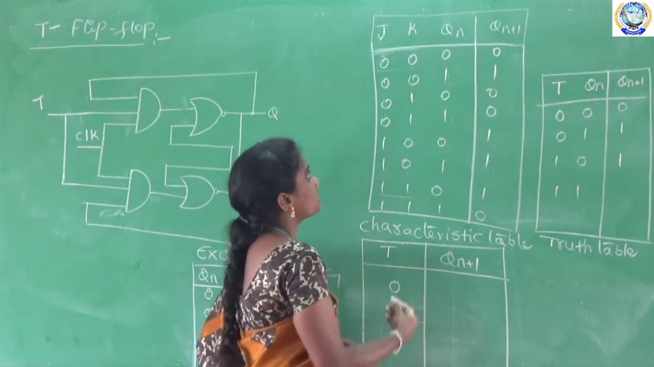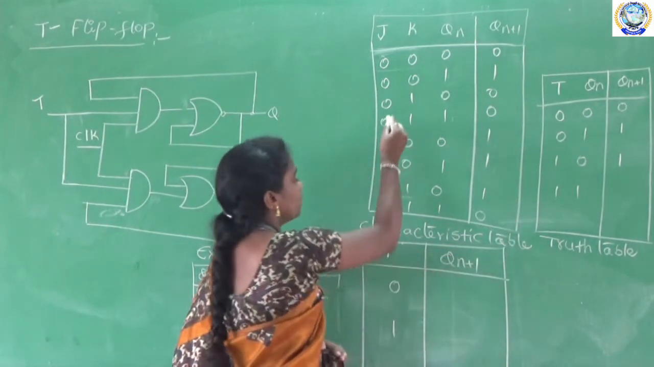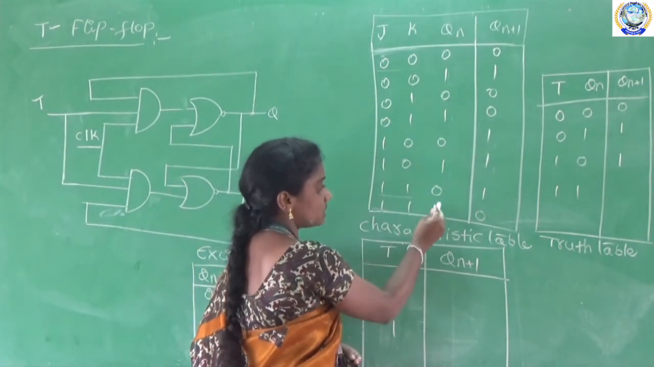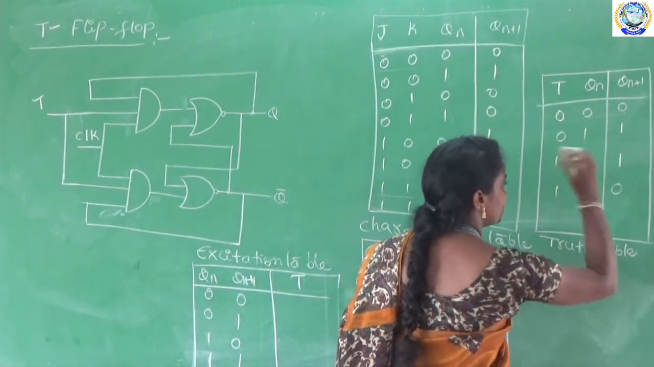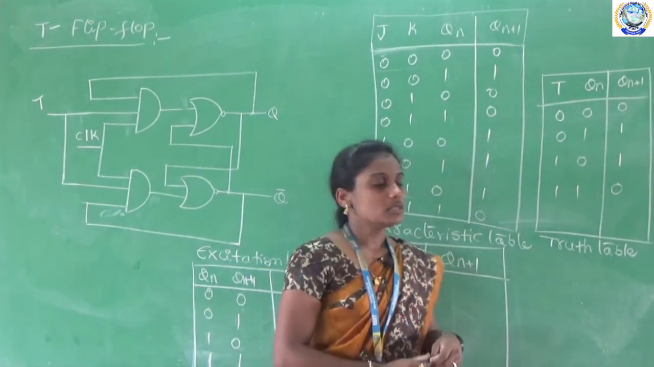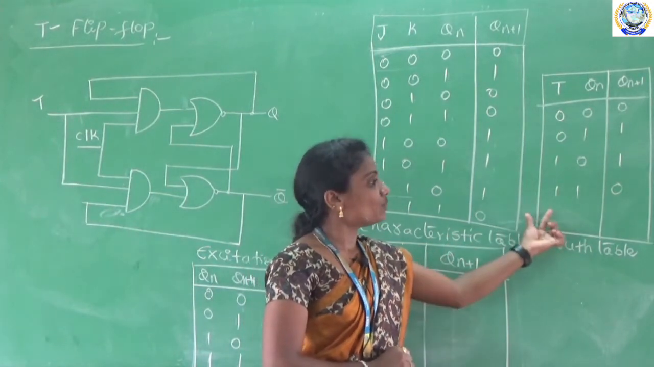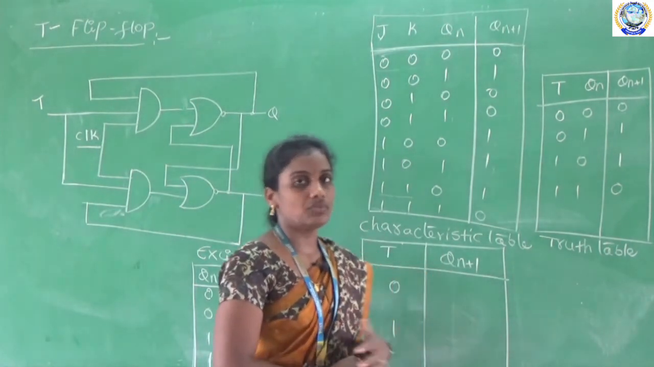Next, if we consider T equal to 1 and Qn equal to 1, here J equal to 1 and K equal to 1 and the present state Qn equal to 1. What is the next state? It is equal to 0. Okay. So this is the truth table of the T flip-flop. Now from this truth table, we will write the characteristic table of the T flip-flop.